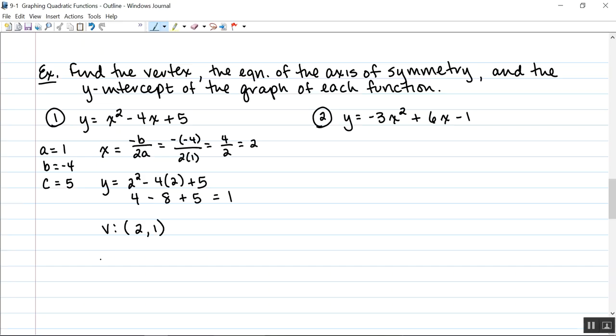My axis of symmetry is x equals the x of the vertex, which is 2, and my y-intercept is my c value, so my y-intercept is 5.